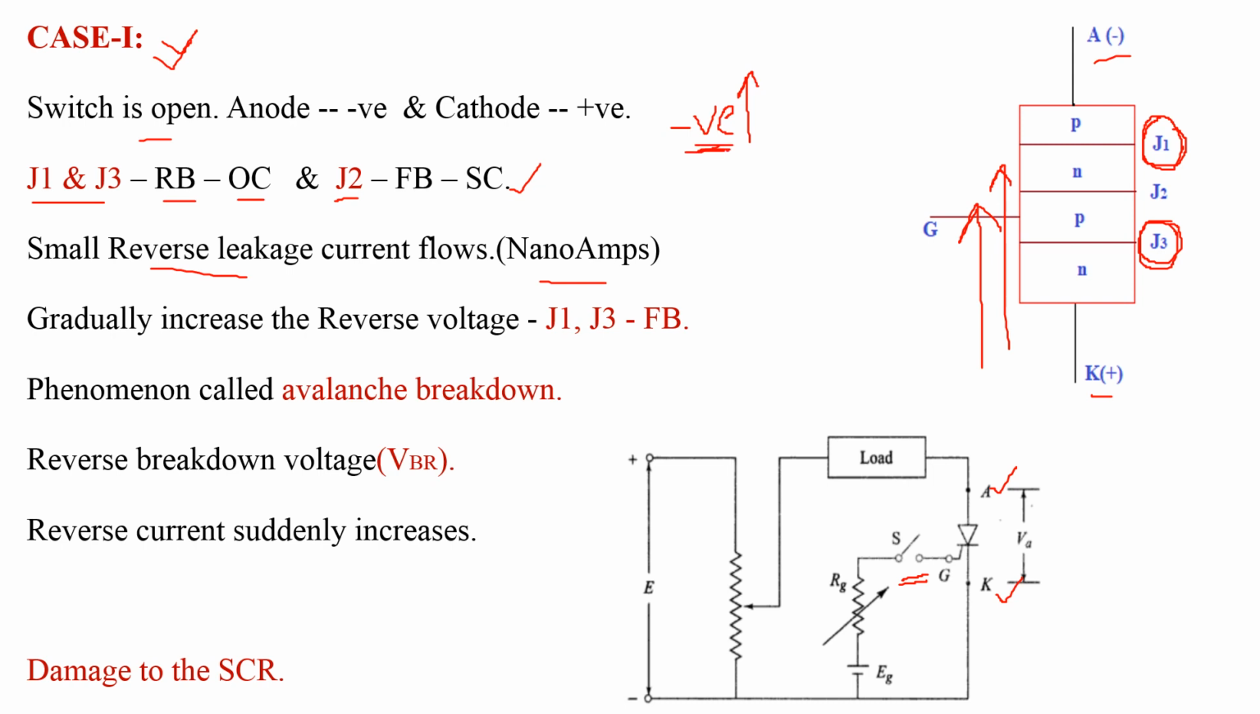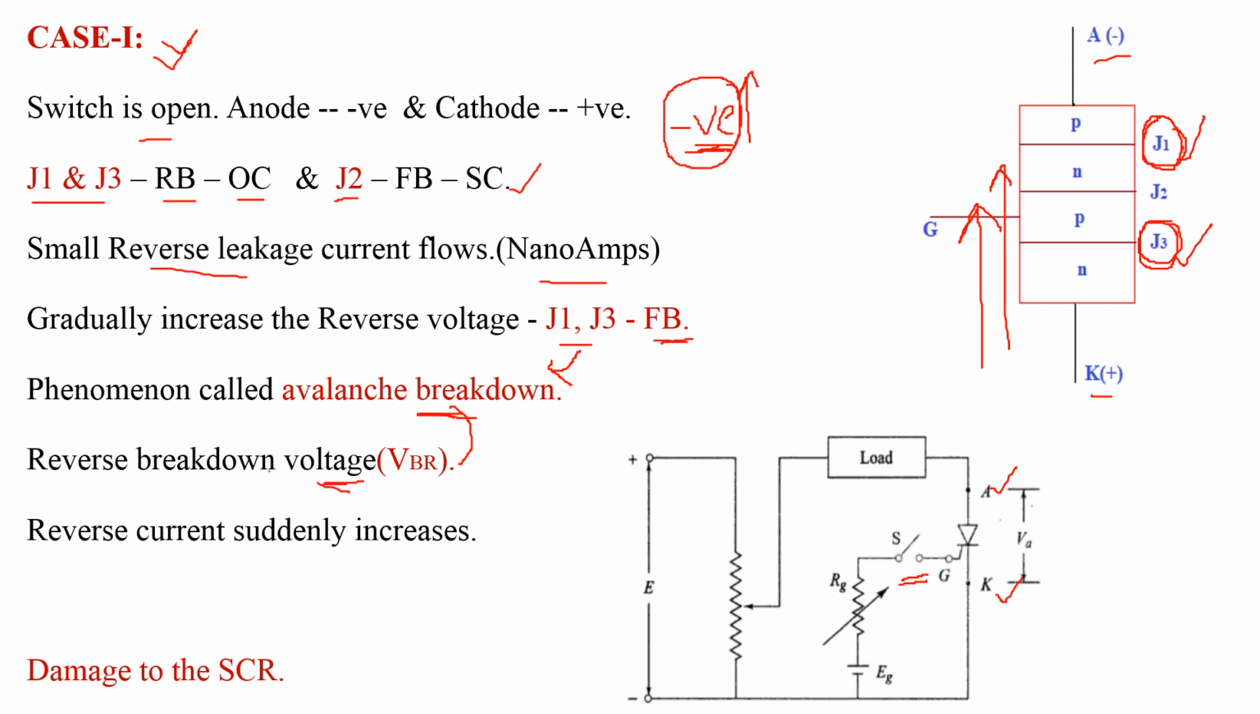If we further increase this negative voltage, at a particular value of this negative voltage, the width of junctions J1 and J3 decreases and they come into forward bias, means the junctions J1 and J3 break down. This phenomenon, where breakdown occurs at junctions J1 and J3, is called avalanche breakdown, and the voltage at which this avalanche breakdown occurs is called the reverse breakdown voltage.